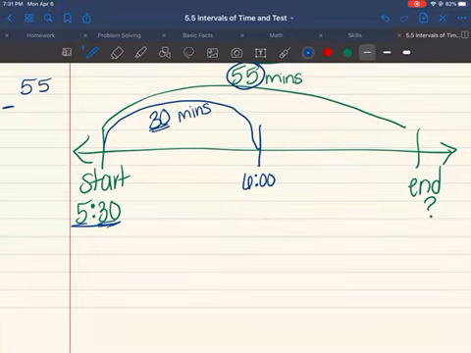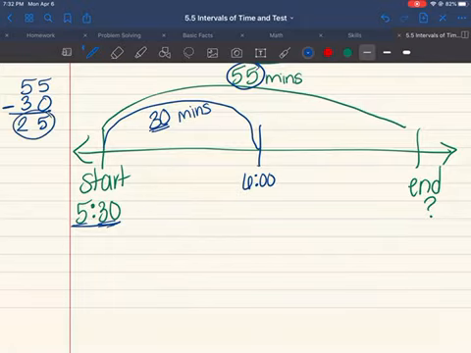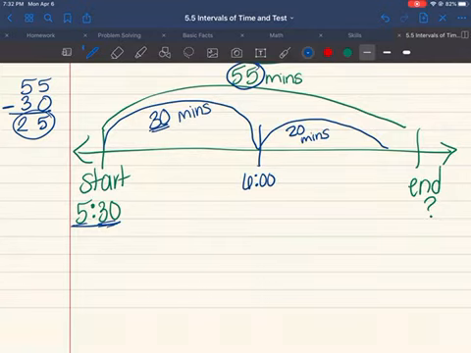Remember, we needed to jump 55 minutes, but I already jumped 30. So how many more minutes do I need? 5 minus 0 is 5. 5 minus 3 is 2. So I'm still missing 25 minutes. So I'm going to go ahead and jump 20 minutes. So if I'm at 6 o'clock and I add 20 more, that would be 6:20.